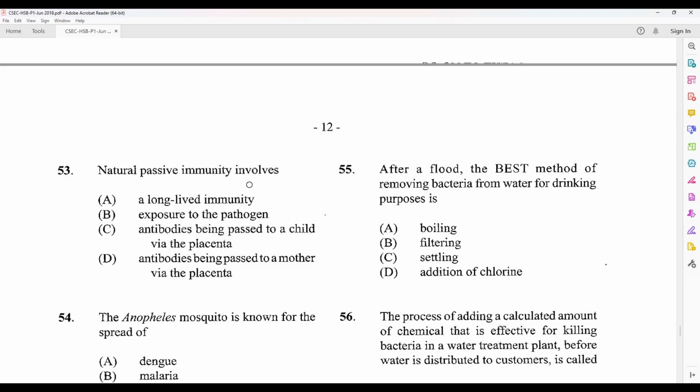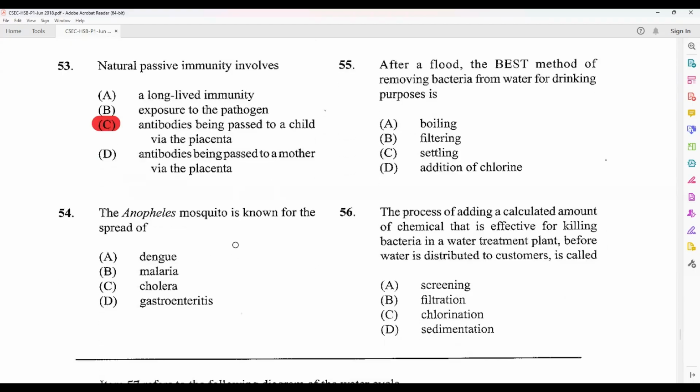Natural passive immunity involves a long-lived immunity. No idea what that means. Exposure to the pathogen, antibodies being passed to a child via the placenta, antibodies being passed to a mother via the placenta. And we will go with C because D is backwards. How is the placenta passing the antibodies to the mother? That is just written backwards, which makes C the correct answer. Exposure to the pathogen is natural active. It's not passive. Passive means given to.